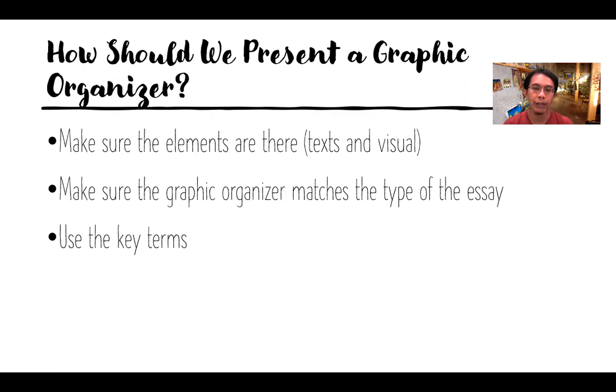First of all, make sure that your graphic organizer elements are there. You already have the text and the visual. The text, sometimes you only need to use the title of the article, or you can also use the thesis statement or the main argument. And the text here also include the skeletons. So you already have the skeletons in the text, and you also have the visual. So the elements are there. Yang penting elemennya komplit, ada teks dan visual. Itu pertama-tama yang harus dipastikan.